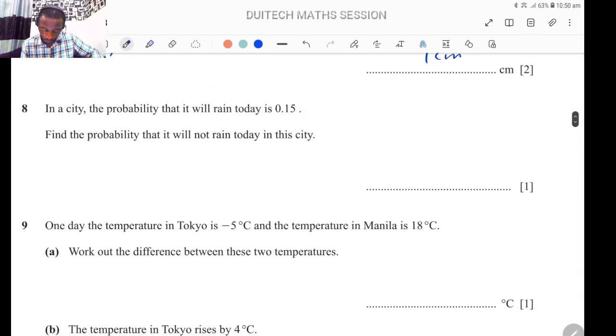In a city, the probability that it will rain today is 0.5. Find the probability that it will not rain. The probability of whether it will rain or not rain adds up to 1, right? So the probability that it will not rain is 1 minus 0.5, which gives us 0.5.